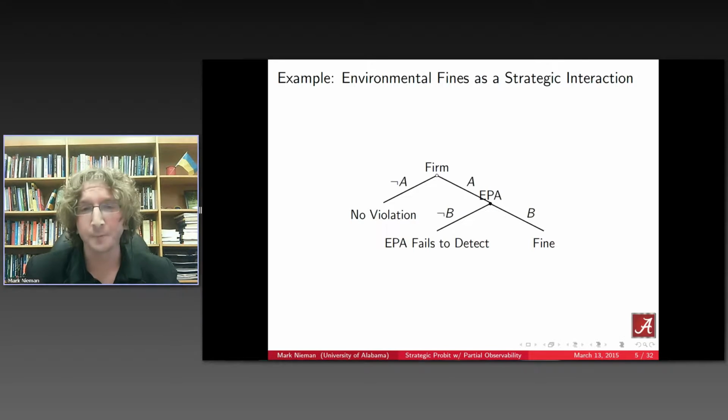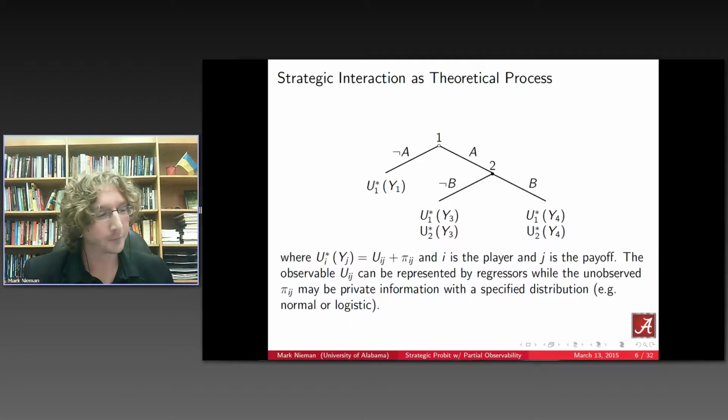This matters substantively because if our data is only collected on this joint outcome of fine or not fine, then we would code cases of no violation and cases where the EPA simply fails to detect violations as zeros and fines as ones. And this leads to very different policy outcomes if we think that firms are simply not polluting at all, or firms are polluting rampantly and they're simply not being caught.